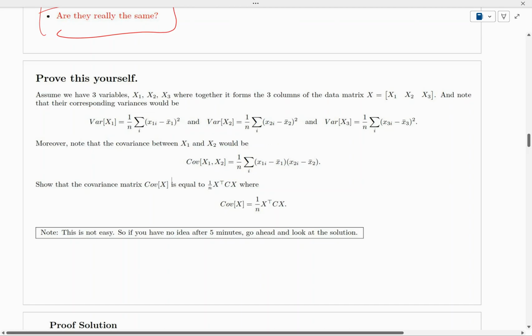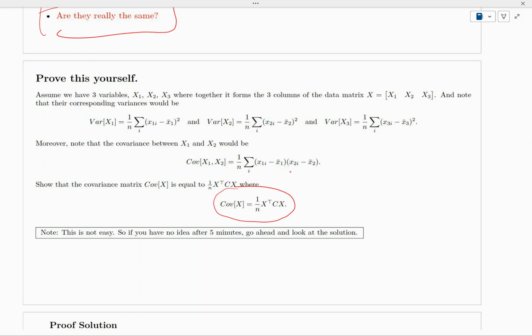What I want you to do now is to pause the video and see if you're able to show that the covariance matrix is equivalent to this. Give it a good honest effort of 5 minutes. If you still have no idea how to do it in 5 minutes, you can go ahead and look at the solution. But try to see if you can get whether they're the same or not. Okay, pause the video. I'm going to go on now.